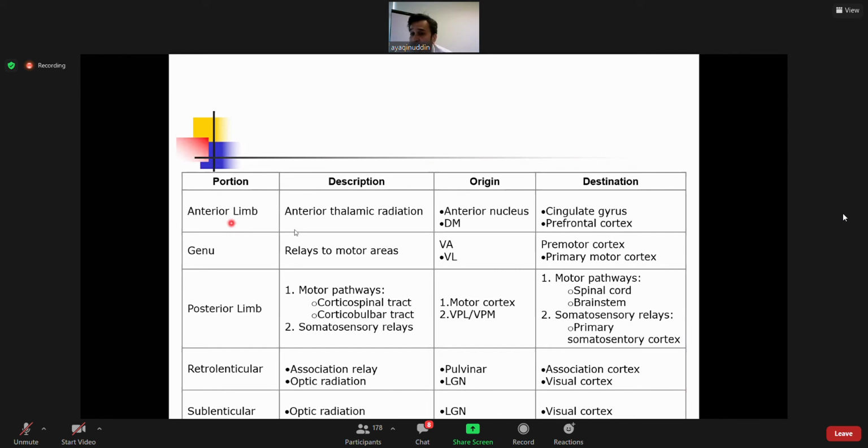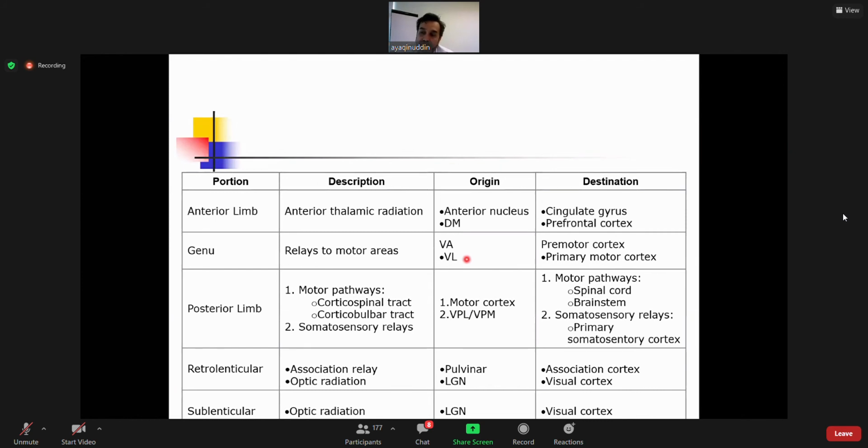the anterior limb of the internal capsule has mainly the anterior thalamic radiation. From which nuclei do these fibers originate? These fibers originate from the anterior and the dorsomedial nucleus of the thalamus. Where are they going? They are going to the cingulate gyrus and prefrontal gyrus. So the fibers from the anterior nucleus and the dorsomedial nucleus of the thalamus pass through the anterior limb of the internal capsule and reach the cingulate gyrus and prefrontal gyrus.